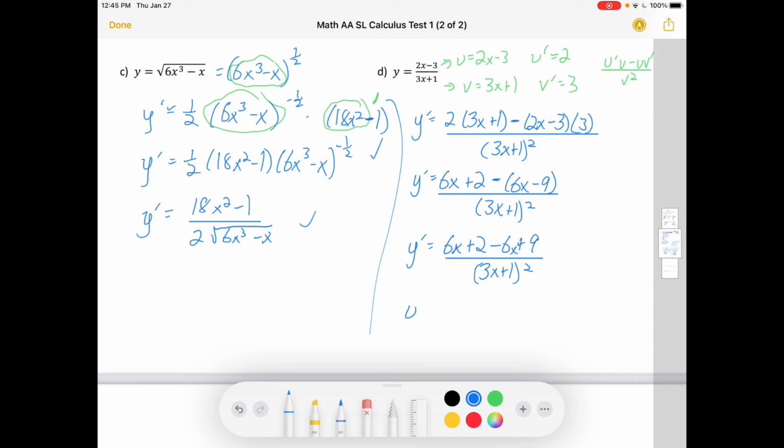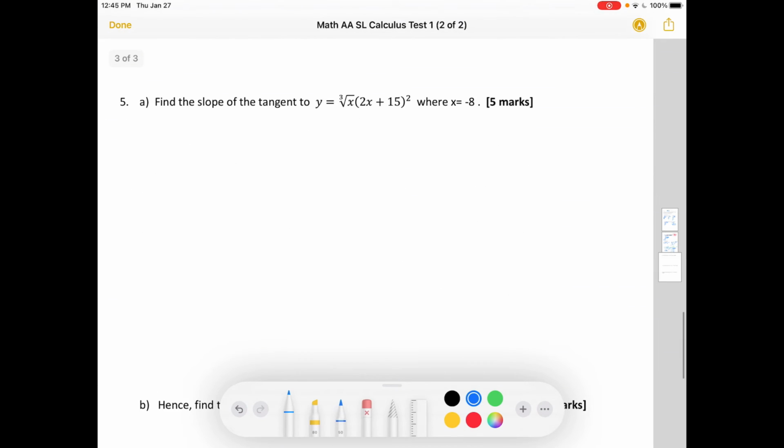And so the derivative itself is very nice. It's just got a constant on top, which is unequivocally nicer than what we saw, say, in the first step. Okay? So we are going to try and clean up those numerators. Moving on to the next page, find the slope of the tangent to blah, blah, blah, where x equals negative 8. So this is a product rule.